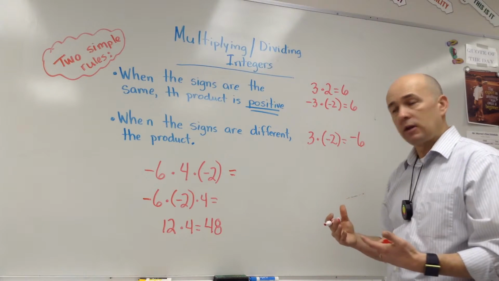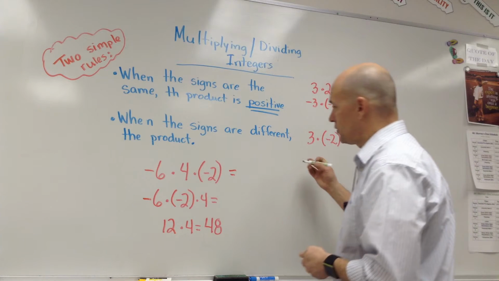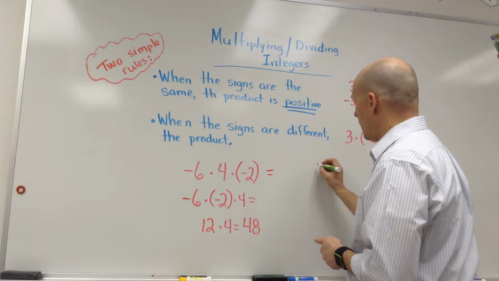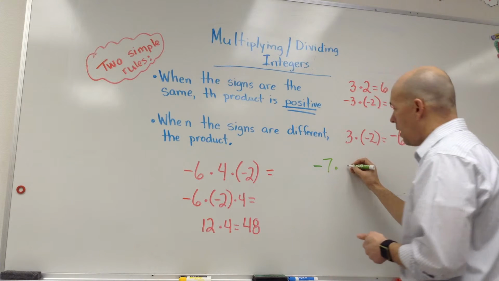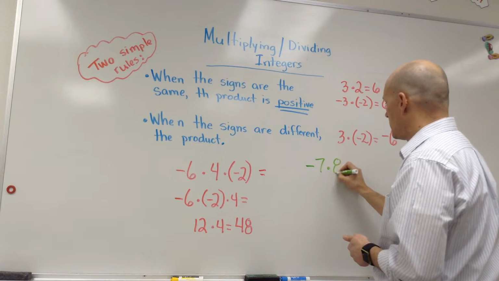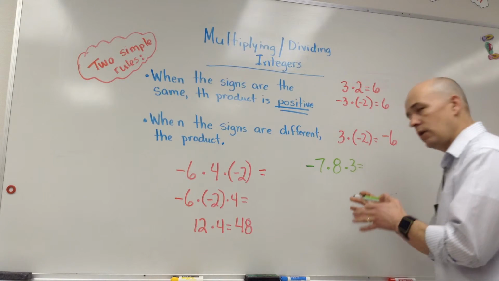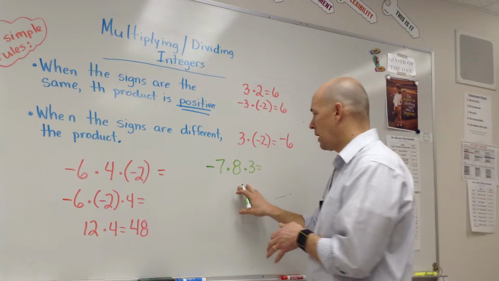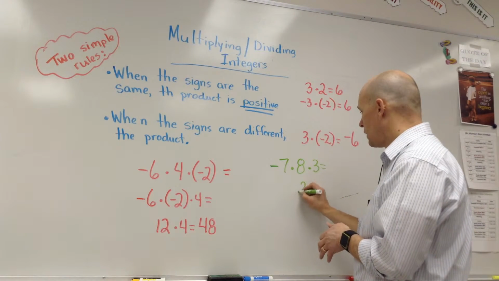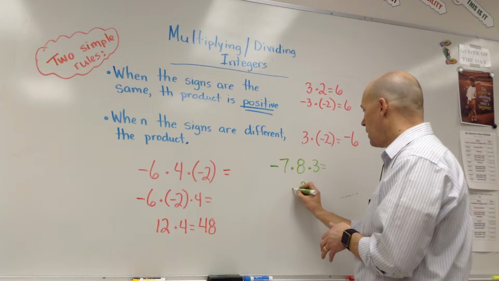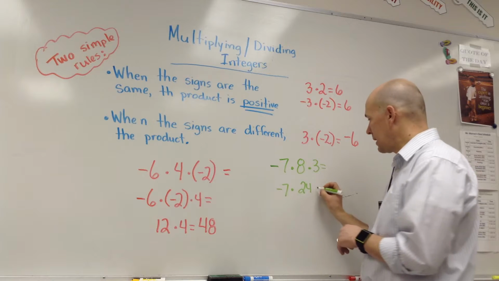We run into the same type of situation if I have a negative 7 times a positive 8 times a positive 3. Okay, so in this case, I'll multiply both positives. 8 times 3 is 24. That's still times a negative 7. I haven't done anything with that yet.